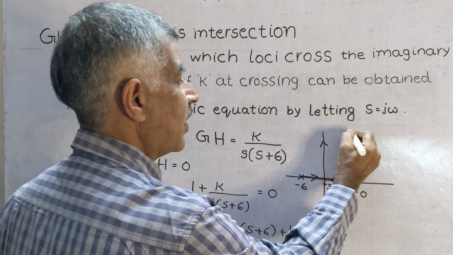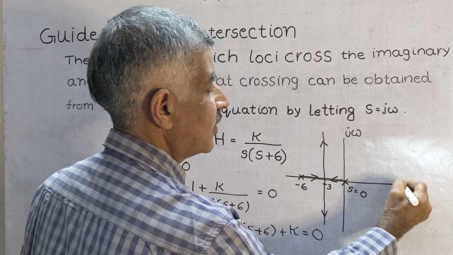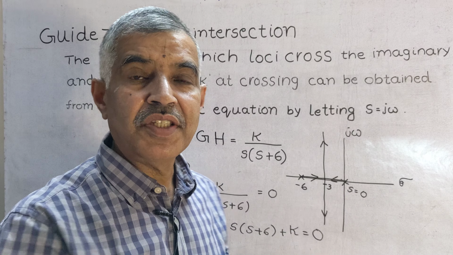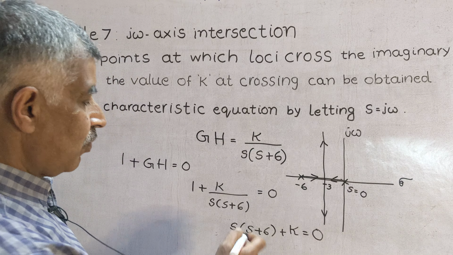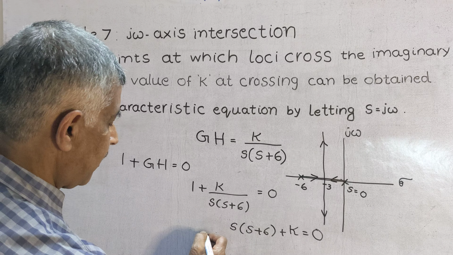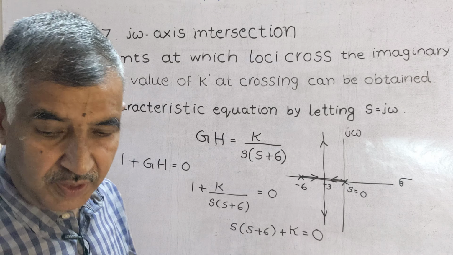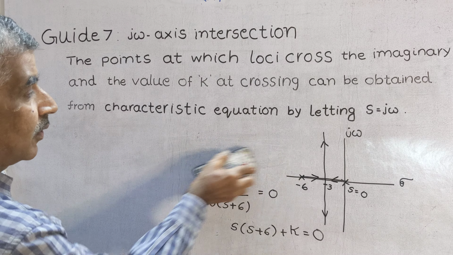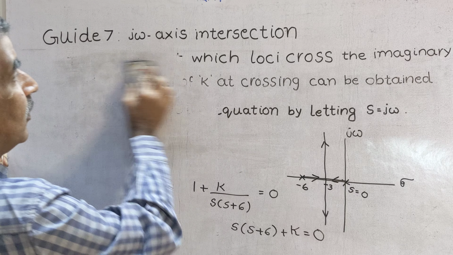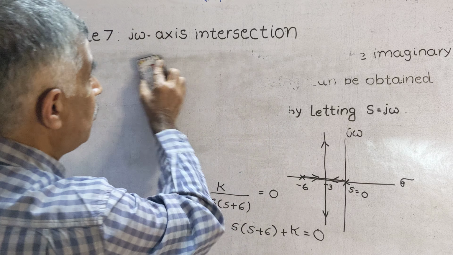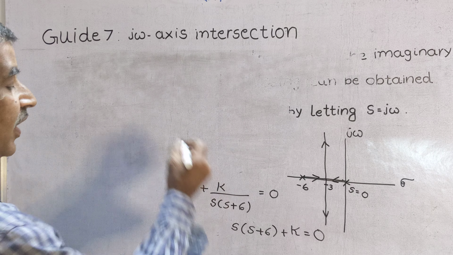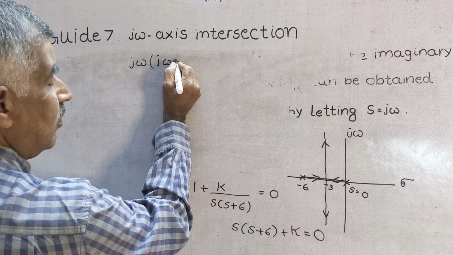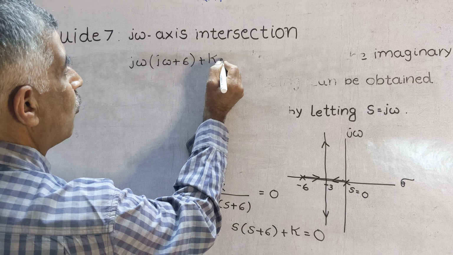This is the j omega axis. This is the real axis. This is the j omega axis. On this j omega axis, s equal to j omega. So substitute s equal to j omega here. Substituting s equal to j omega here, we get j omega into (j omega plus 6) plus k equal to 0.